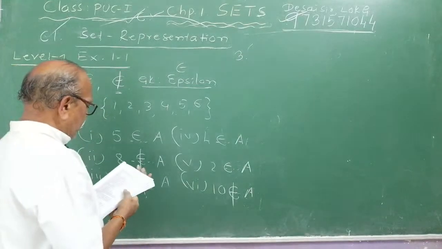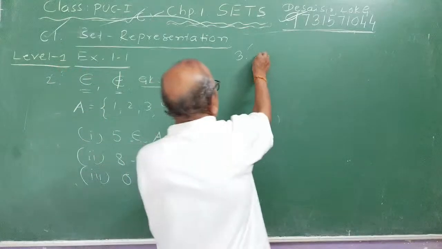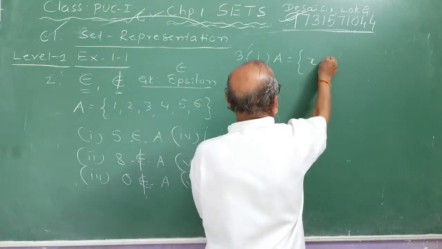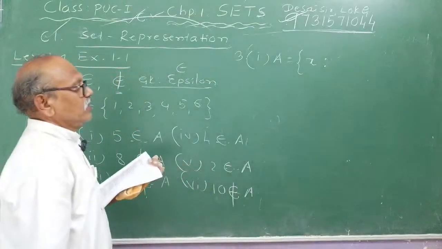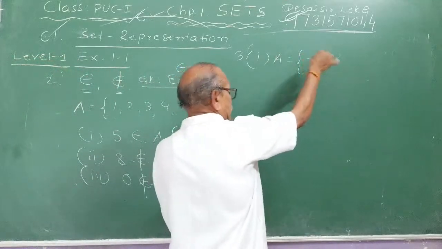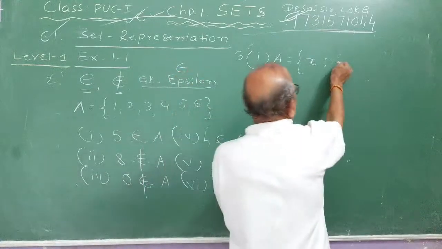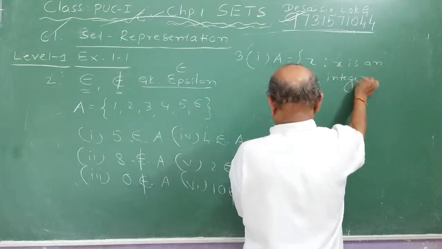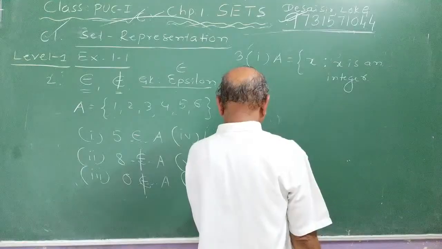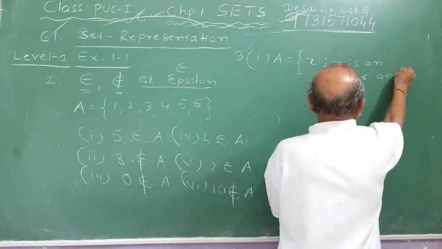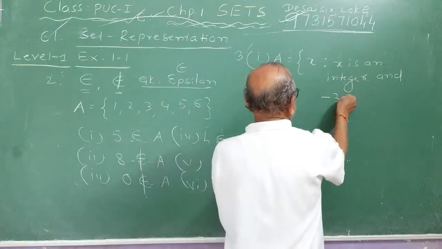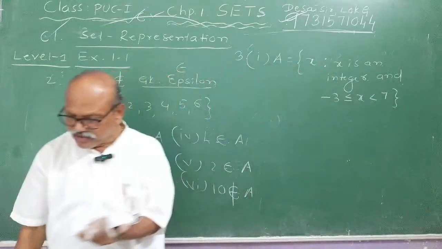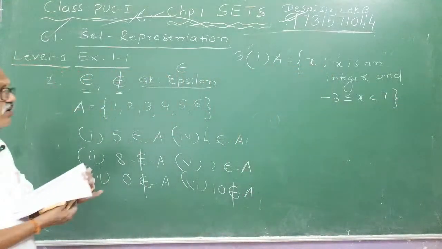Next one, very important. Write the following sets in the roster form. They have given it in the rule method set builder form. Set of all x such that x is an integer. And condition is given. -3 is less than or equal to x. x is less than or equal to 7. Take 5 to 10 seconds. Write the answers. Try, all of you.